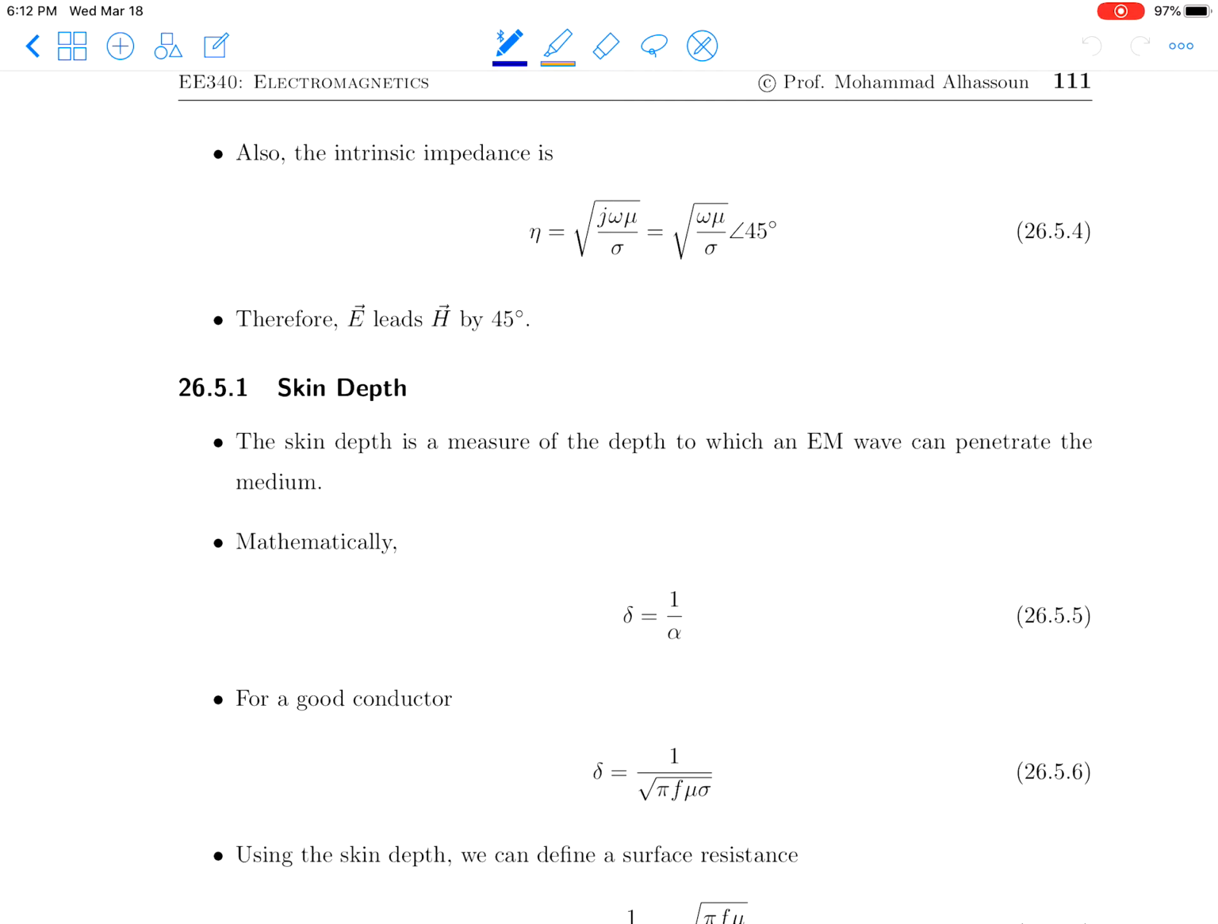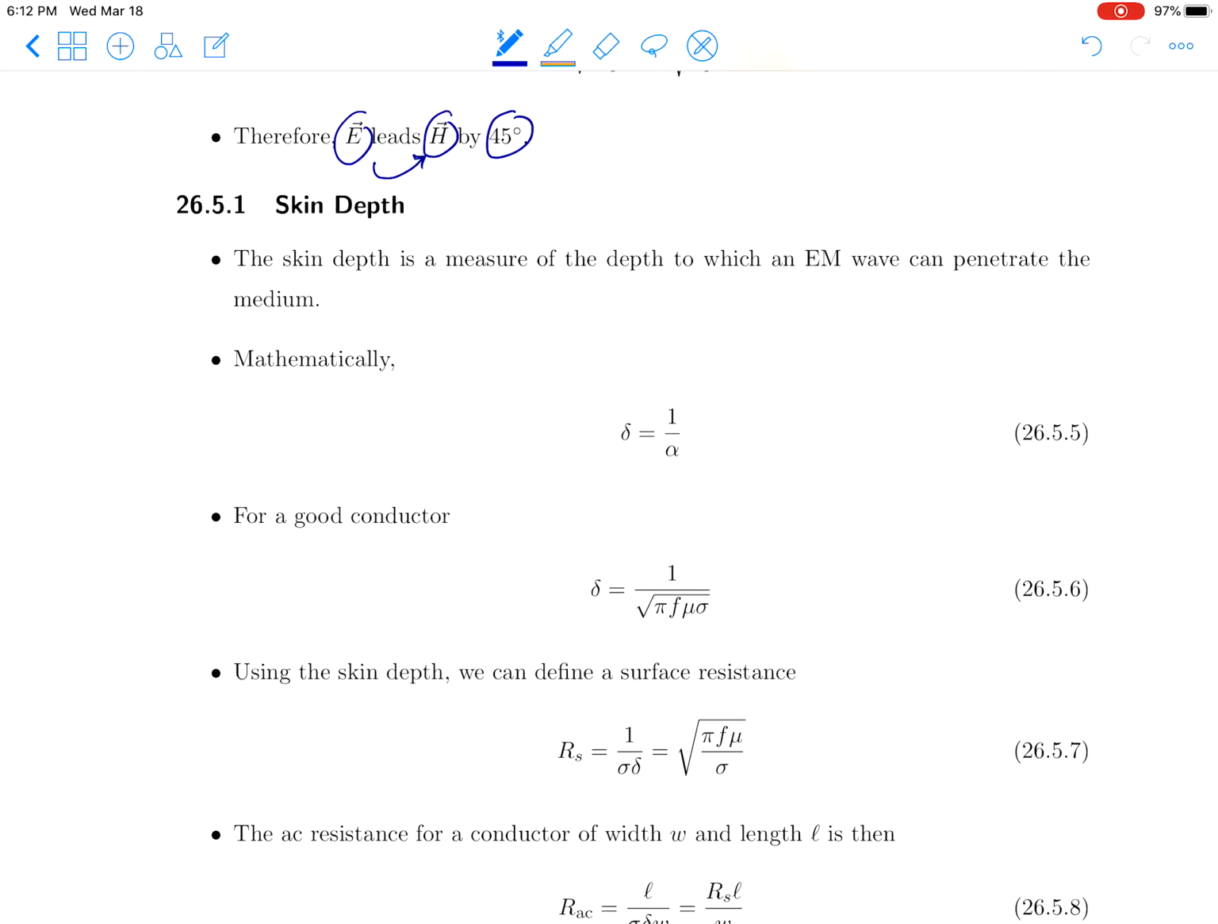Also, the intrinsic impedance is very interesting here. We see that the intrinsic impedance is complex, so it's not real, and the phase of that is always 45 degrees. That means that the electric field leads the magnetic field always by 45 degrees.